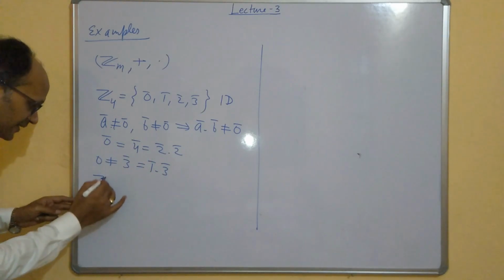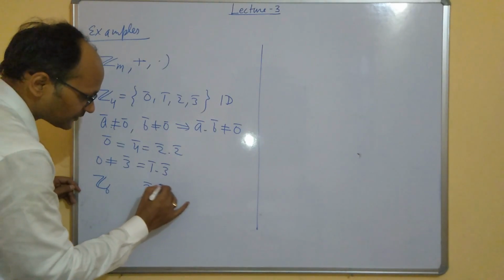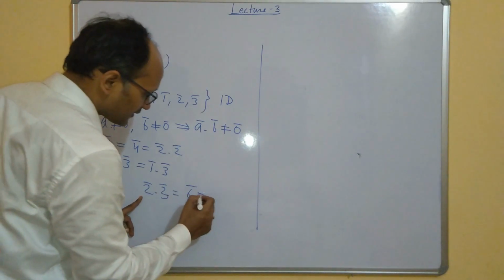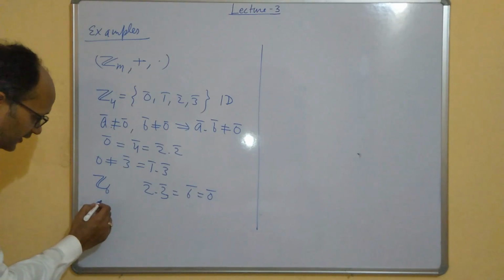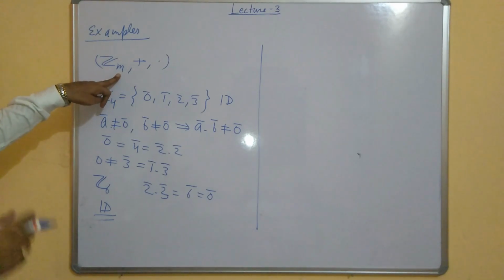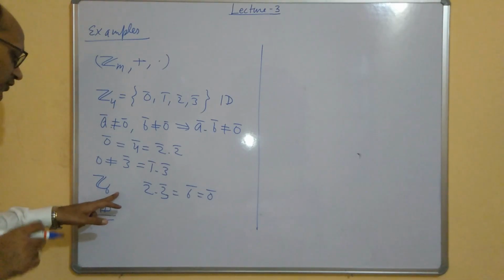Same thing you can see in Z6. In Z6, when you do 2 into 3, it will become 6 bar. It means this is 0 bar. So the problem is with Z6 also. So it is also not an integral domain. So it means if there is a proper factor for this number m, then it can never be an integral domain.